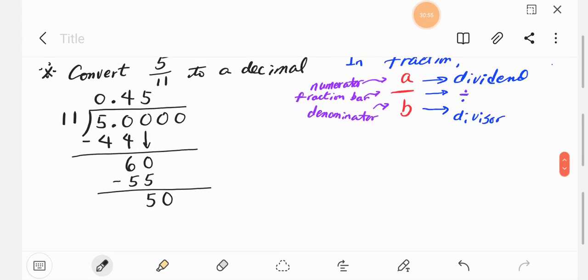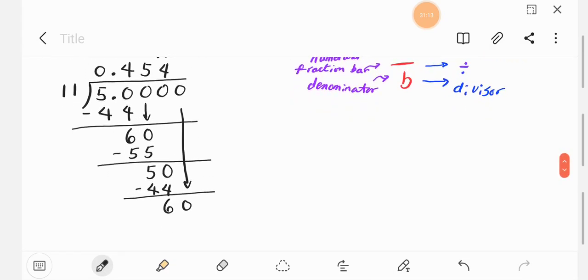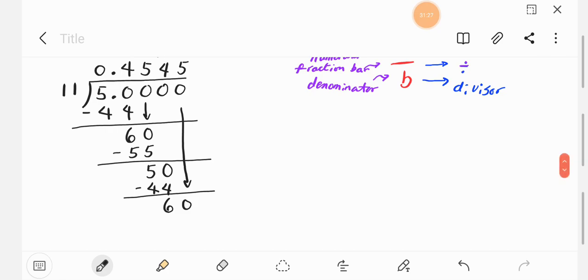Okay, still we can keep going. So how many 11s? 4, right? So that is 44. And then subtract. So we have remainder 6, but since we have 0, bring it down. And then divide it. Look at this. We have a 60 here, right? So anyway, 11 can fit 5 times, so that is 55, subtract, and 5.